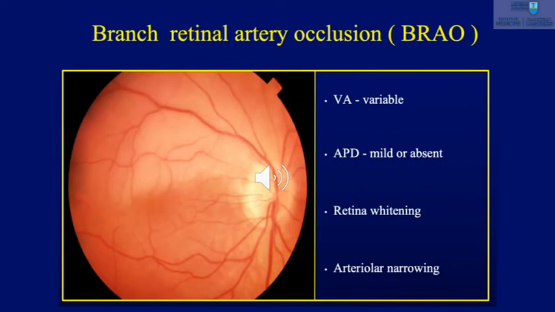Artery occlusion may occur in the form of branch retinal artery occlusion, in which a sector of the arteries is occluded, giving a visual acuity which is variable depending upon how the macula, and the extent of the macula, is affected. The afferent pupillary defect is mild or absent. There is retinal whitening in the sector which is occluded, and there is arterial narrowing.